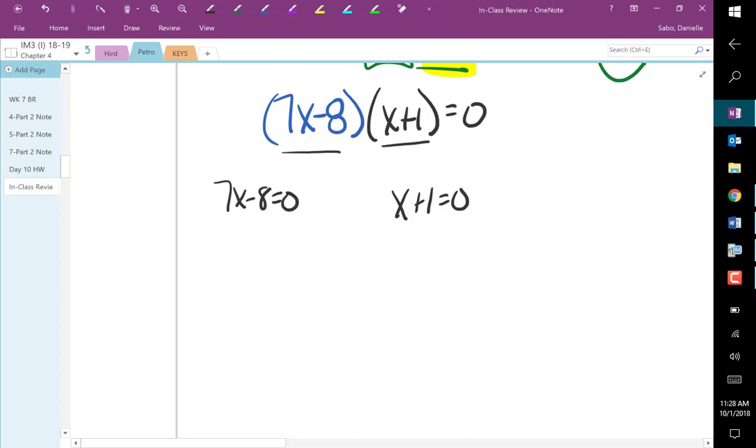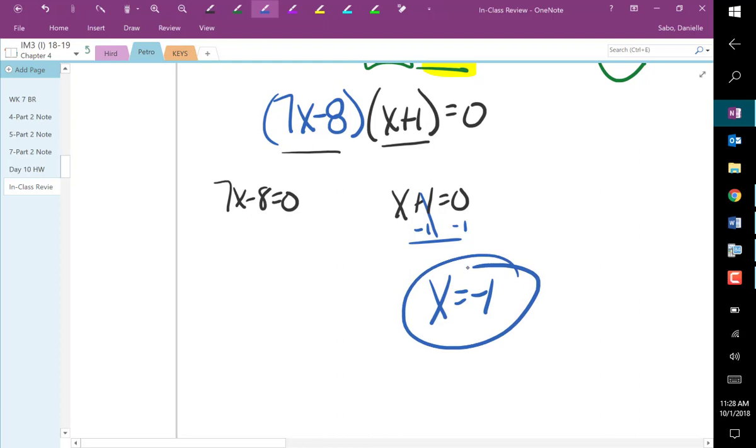Okay, let's look at the easy one. What do I got to do to both sides for this guy? Careful, it is adding 1. Subtract 1. So I got to subtract 1. So I get x equals negative 1. That's one of my answers. Oop, that looks awful. Redo that. X equals negative 1.